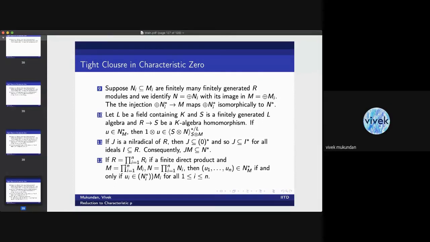And if R is a direct product of the R_i's, and M is a direct product of the M_i's, with N being a direct sum of the N_i's, and N is a submodule of M, then a tuple u_1 up to u_n is in the tight closure if and only if each u_i is in the tight closure of the individual component N_i in M_i. So if you want to test tuples in the tight closure, it holds if and only if the individual entries are in the tight closure of the corresponding component.